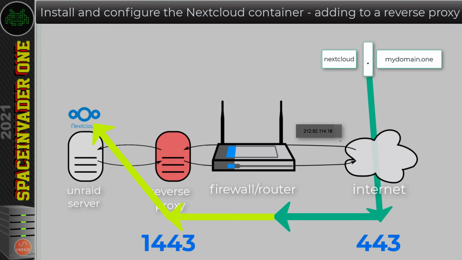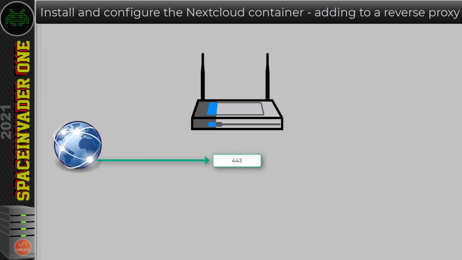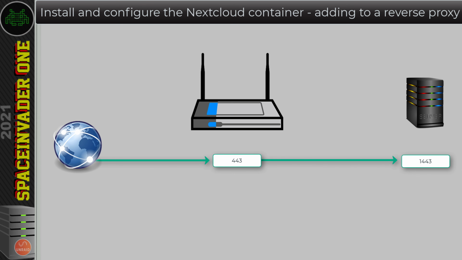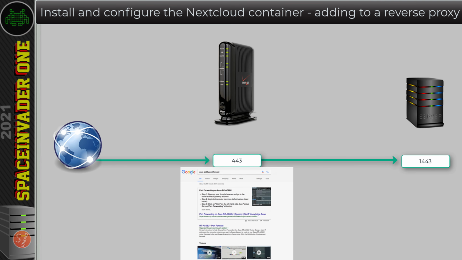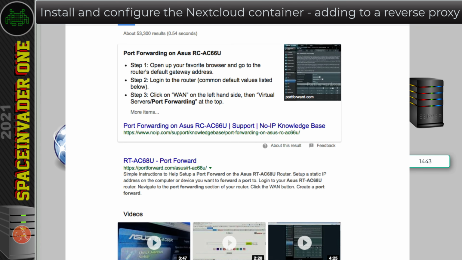Okay, so like I said earlier, the reason at the moment my Swag reverse proxy is not working is because I haven't forwarded port 443 to the reverse proxy's port 1443. Now I say the reverse proxy's port 1443, but because the reverse proxy is a container on the Unraid server, the router needs to forward port 1443 to the IP address of the Unraid server. Now all routers are different, and if you don't know how to port forward on your router, then just Google the model number and you'll find something online that will show you how.